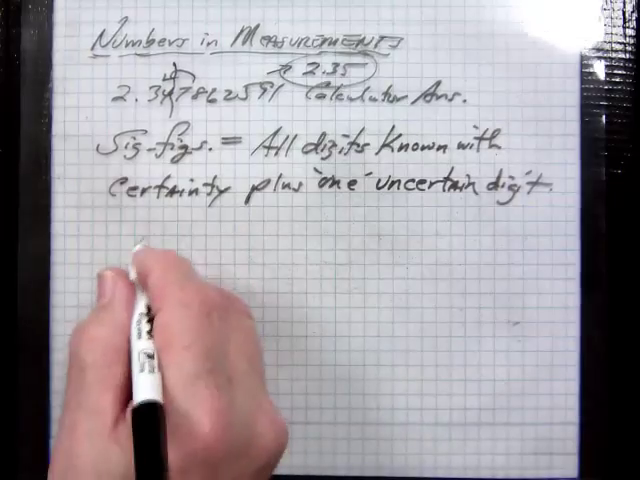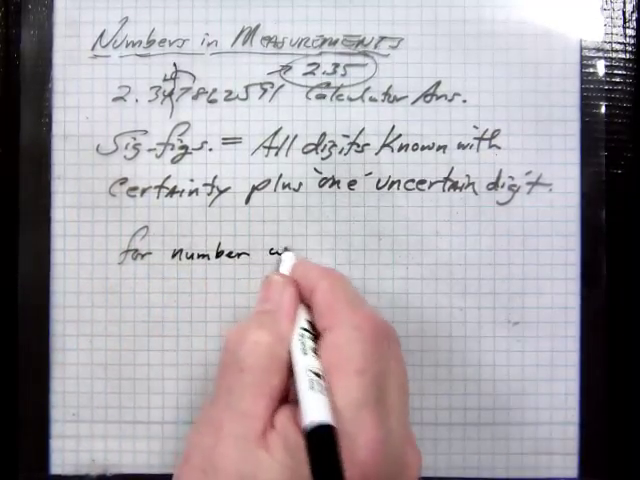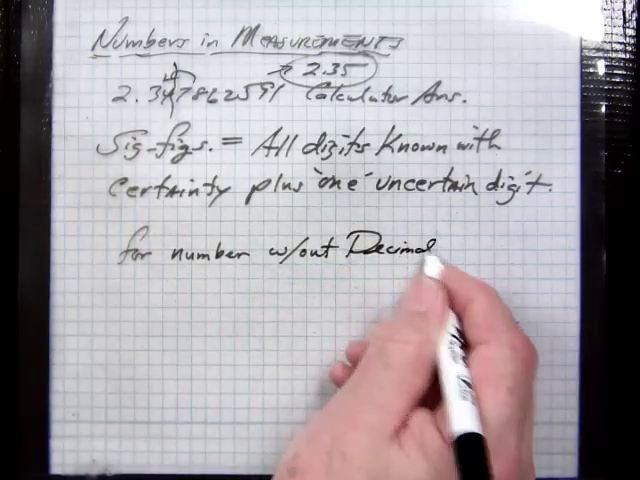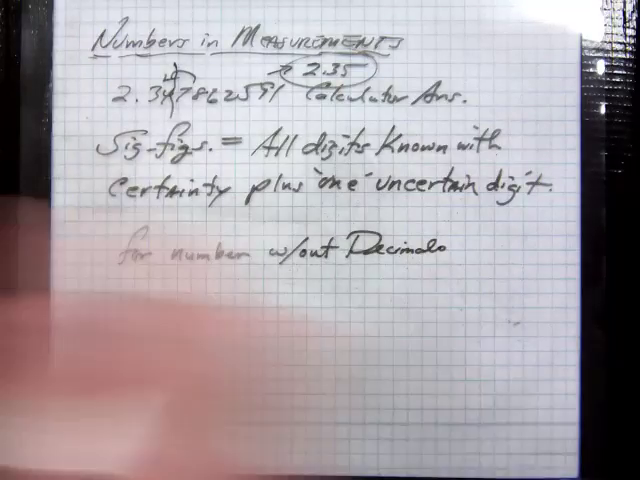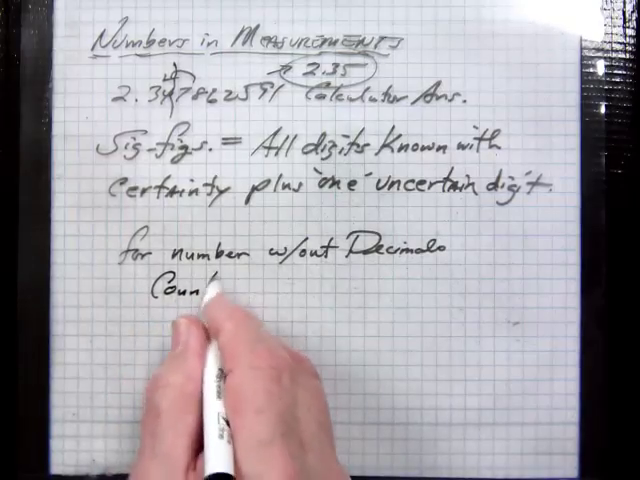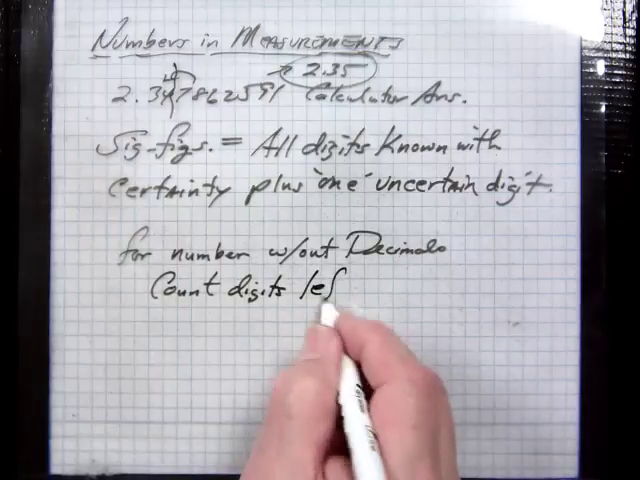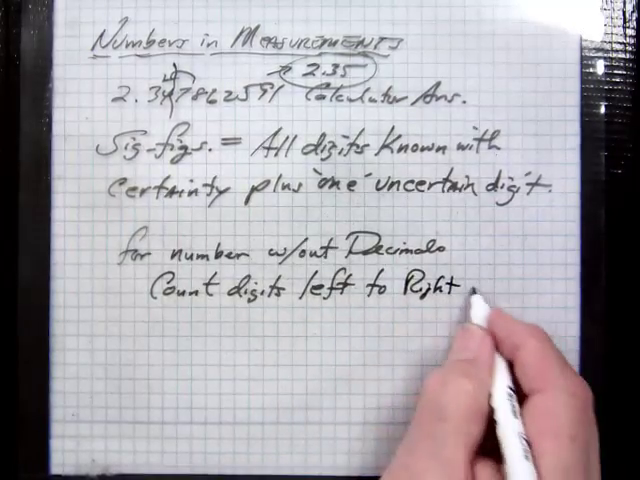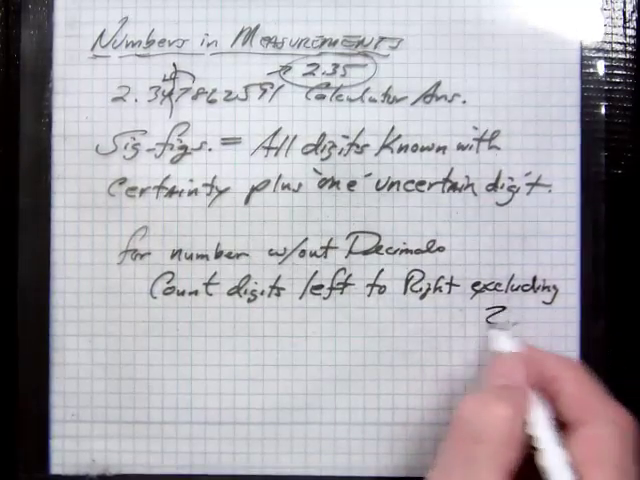Say for numbers without decimals, you don't have a decimal place, and then number it all. Count digits left to right, excluding zeros.